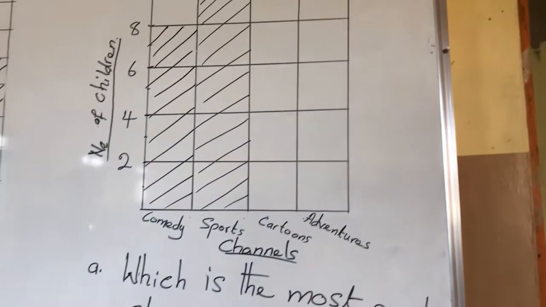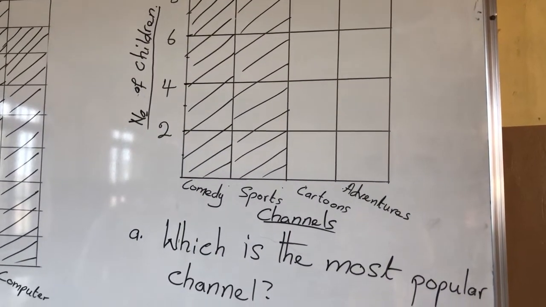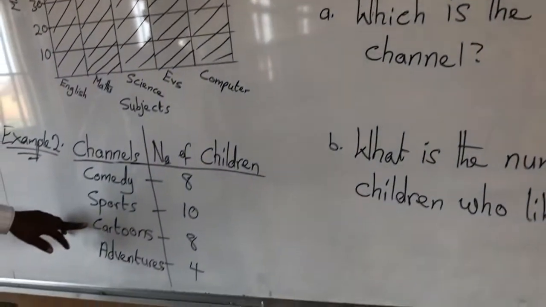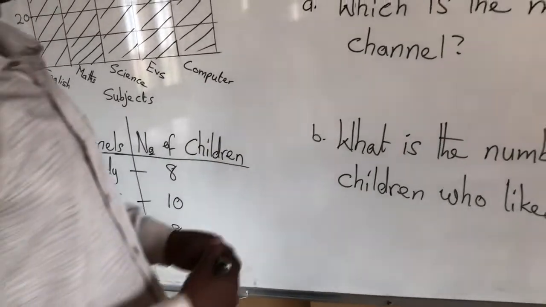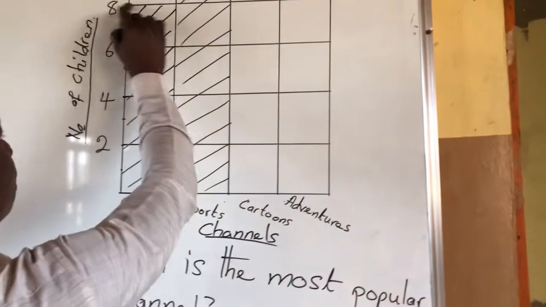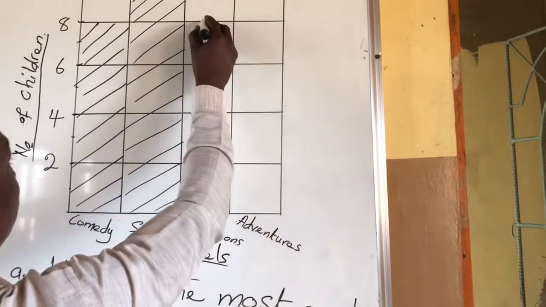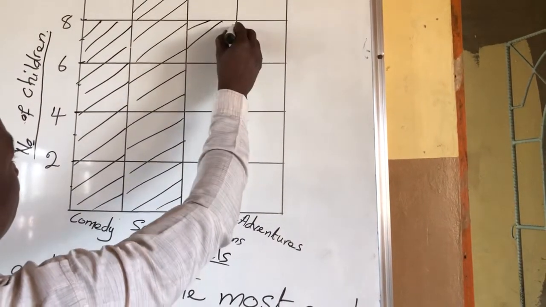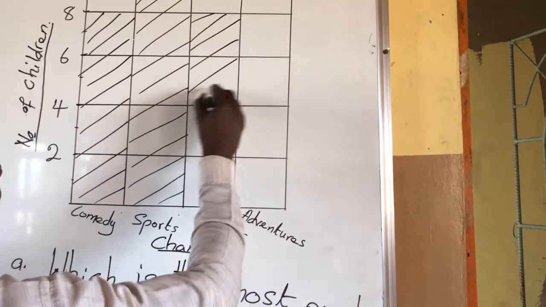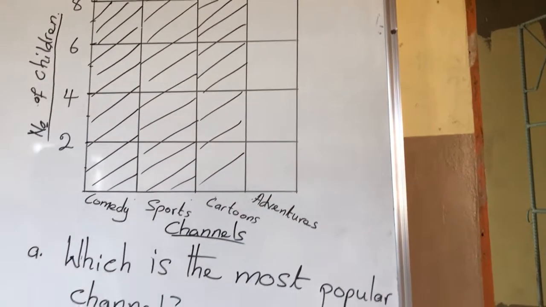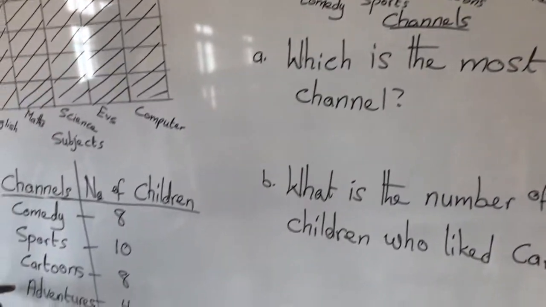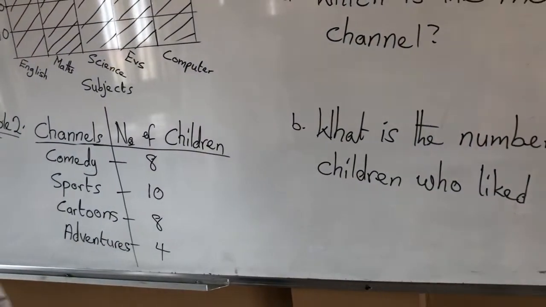All right, and we also have the third one, cartoons, which is 8. 8 again. Okay, cartoons 8. This is 8 cartoons. So you continue. The other one is adventures to be 4. Trace 4. This is 4.